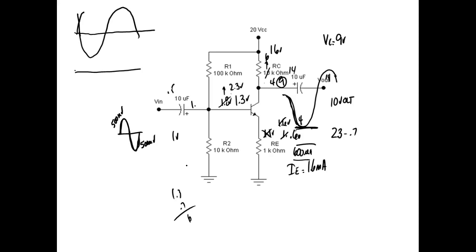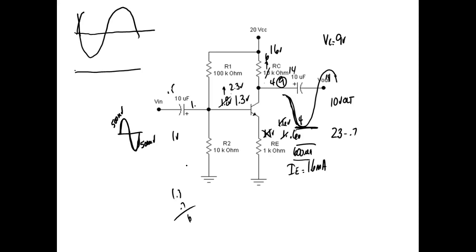Now if you look at this resistor and this resistor, 10K to 1K, what's the ratio? 10. What was the gain of the amplifier? 10. Well, we can calculate the voltage gain of this amplifier, unloaded, just by taking this collector resistor and dividing it by that emitter resistor, and that'll give us the voltage gain of the amplifier. That's how easy this is.